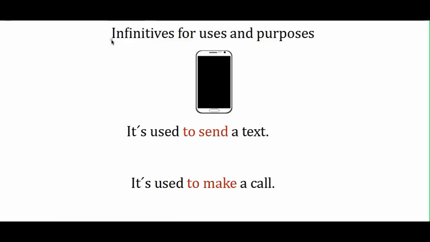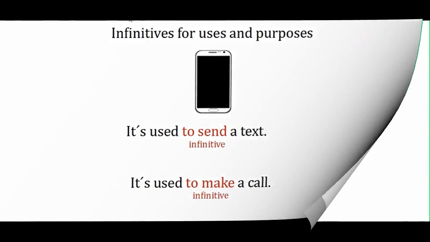So one way we can talk about it is by using infinitives. Infinitives for uses and purposes. So it, the cell phone, it's used to send text. And you can see the infinitive, okay? That's to, and the verb in its base form. It's used to make a call. You can see, there we go, we have to, and the verb in its base form. Okay, that's the infinitive structure.